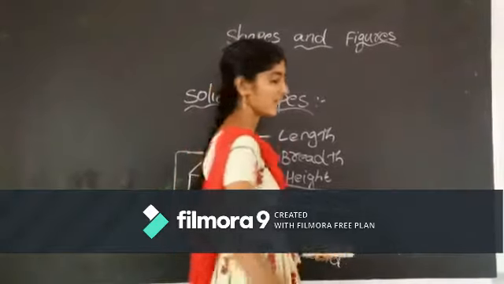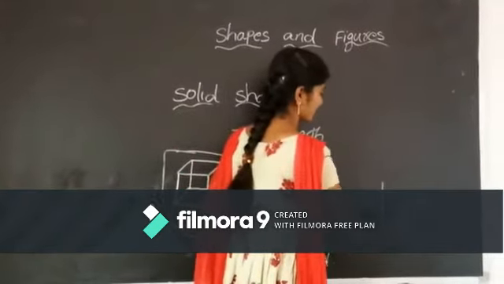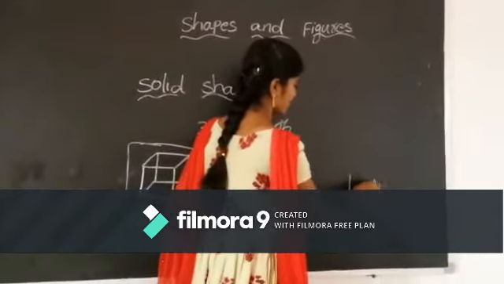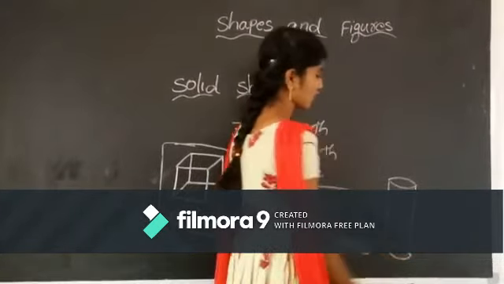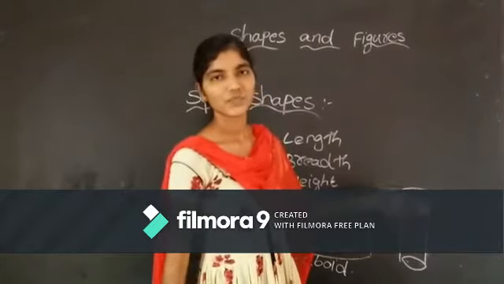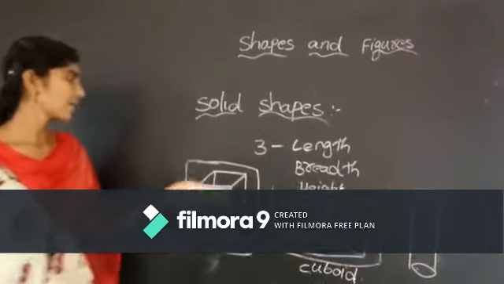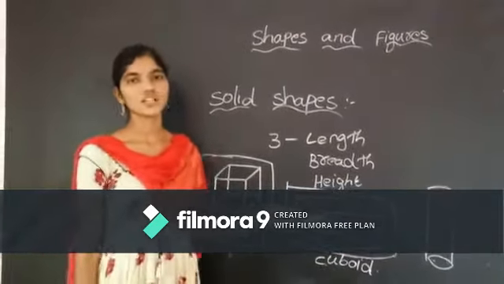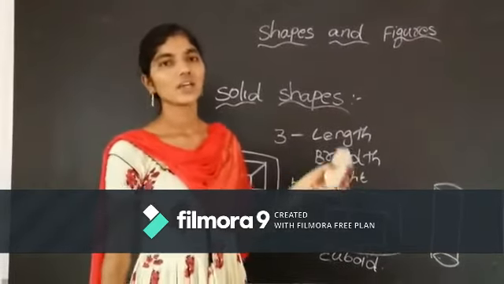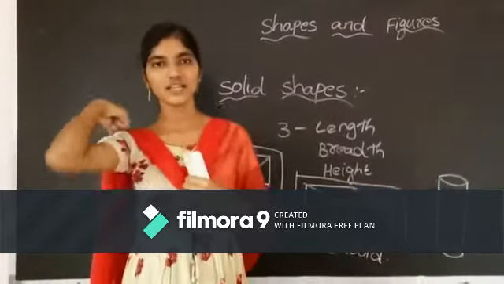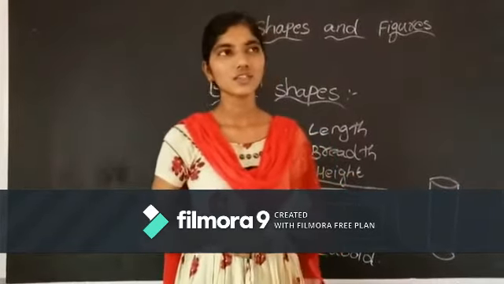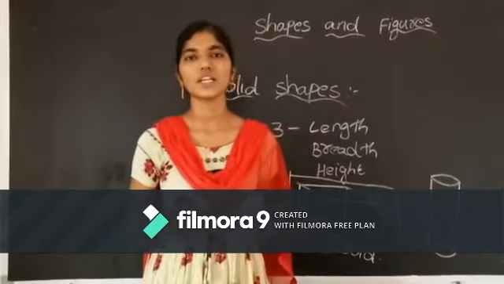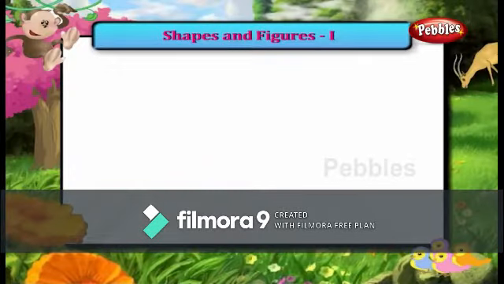Next one, cylinder. This is a cylinder. Okay. These are the examples of solid shapes. Solid shapes are also called as 3D shapes. Okay, children. Regarding this topic, do you have any doubts? We can give a clear explanation in the given video.